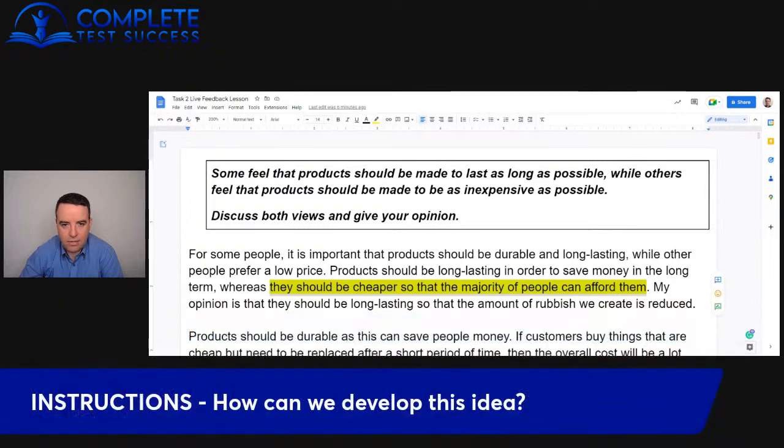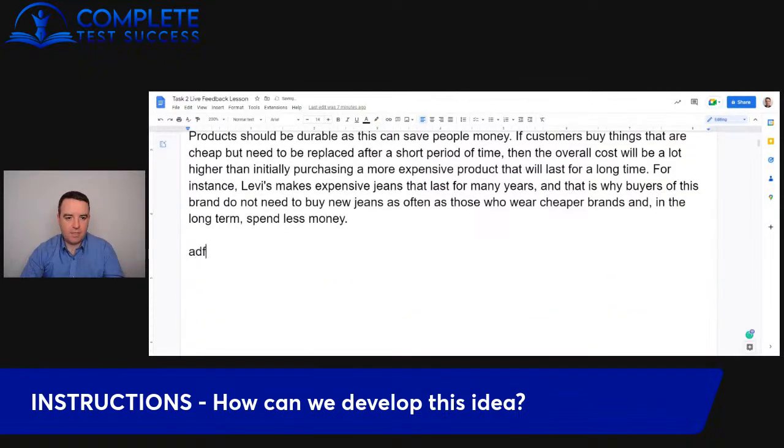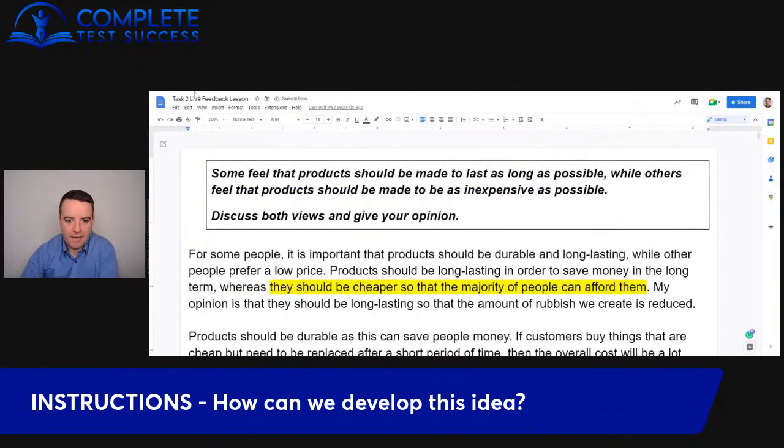But in relation to our essay right here, the one that we have on the screen, if you put that people can afford them in the introduction, and then when it came time to writing body paragraph 2, you wrote something completely different, that would be a problem for your coherence and cohesion. So just make sure that whatever idea you put in the introduction is the same idea that you develop in the body paragraph.